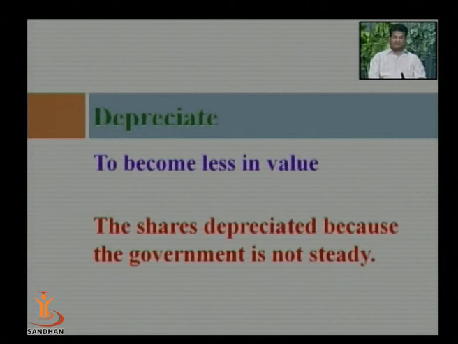Now here, almost confusing, depreciate, to become less in value. When prices go down, we say it's depreciate. The share depreciated because the government is not steady. The prices of the shares depreciated. The prices of shares went down because the government is not steady. Because of instability of government, prices of shares go down.